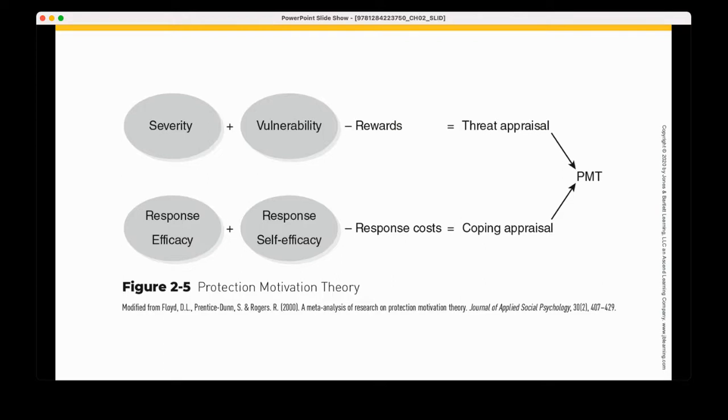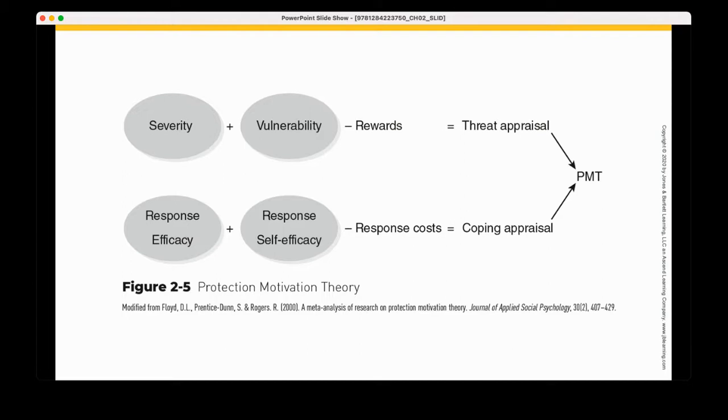So, how serious is whatever this disease or condition is, or a threat to someone? Then, combined with how vulnerable do you feel to it? What do you assess as the probability that that threat is going to happen? The more serious it is, and the more likely you think that you may suffer from that threat, then you typically will be more apt to change your behavior. That leads to more behavior change, and that's the threat appraisal.